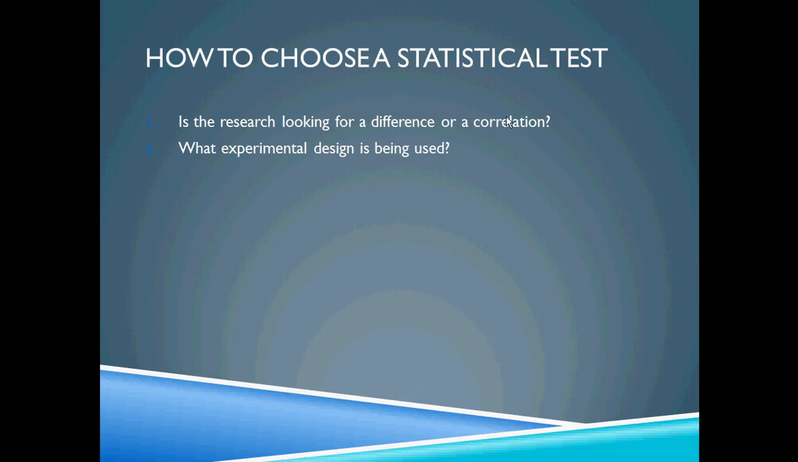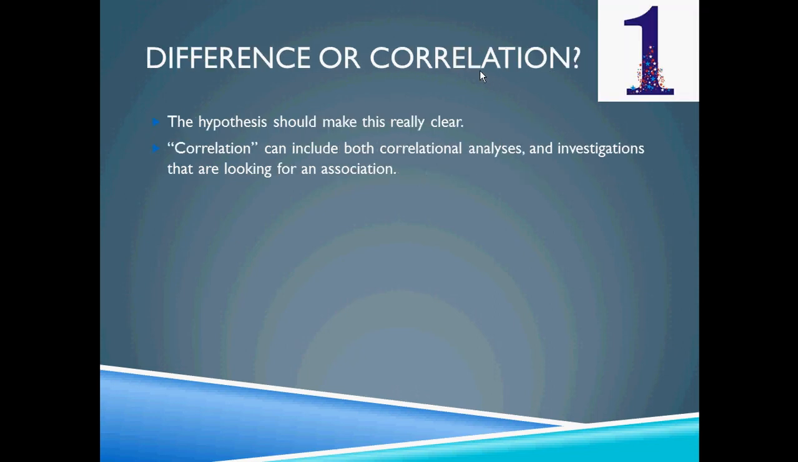What experimental design is being used? So is it repeated measures, is it independent groups, or is it matched pairs? And what level of measurement is being used? So what kind of data is it? And we're going to talk about all of these in a bit more detail.